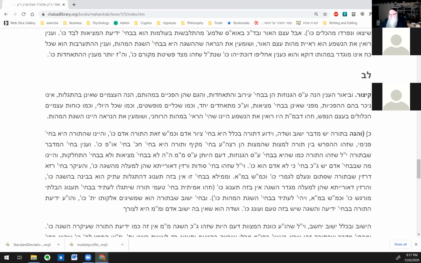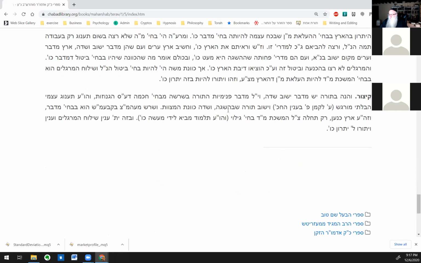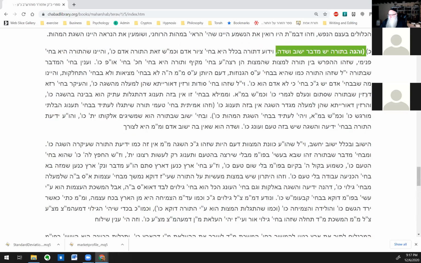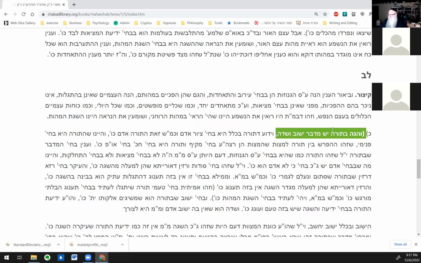V'hine b'Torah yesh midbar, yishuv v'sadeh. In Torah you find, now this bracket over here seems to be here for some strange reason. It's probably just a misprint, but the Rebbe notes that there's a bracket over here, and it doesn't actually end. If you have a look at the end, it doesn't end with a bracket. So it doesn't belong here. In any event, in the Torah there's a midbar, desert, or wasteland, yishuv, settled cities, and so on, v'sadeh, and places of agriculture, fields.